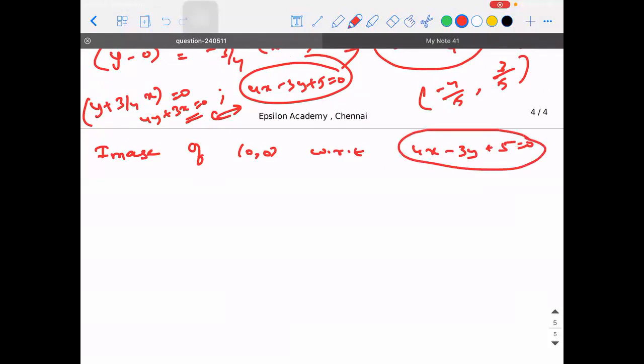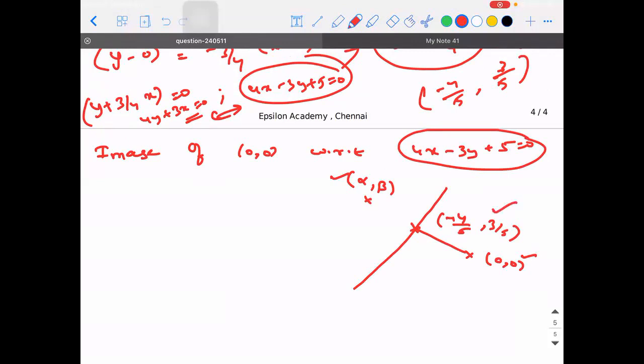So you got the line. This is the origin. You got the foot of the perpendicular. How much is that? Minus 4 by 5 and 3 by 5. So the image will be somewhere over here. Let that image be alpha comma beta. Then for alpha comma beta and 0 comma 0, the midpoint of these 2 points will be the foot of the perpendicular. So whenever they ask you the image, you have to proceed by finding the equation of the perpendicular.